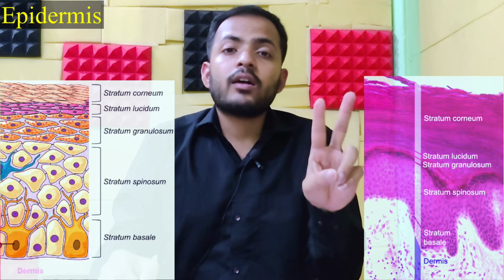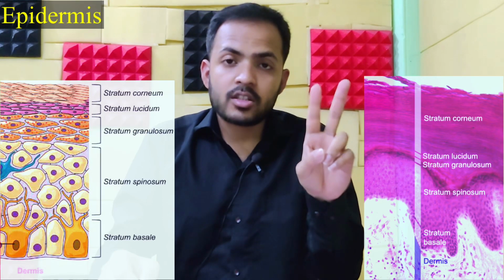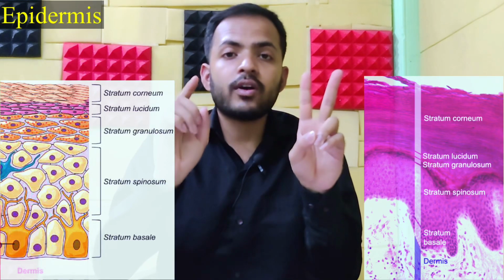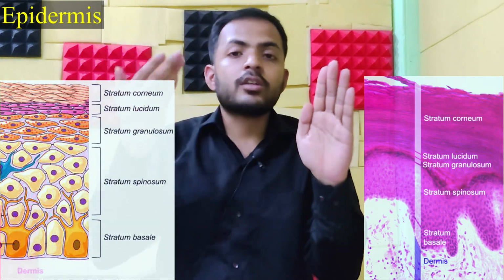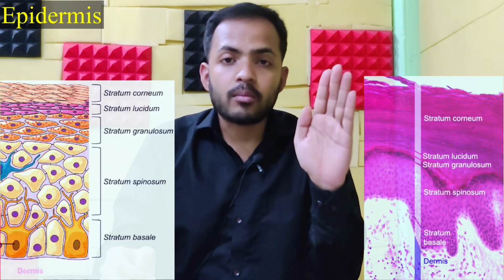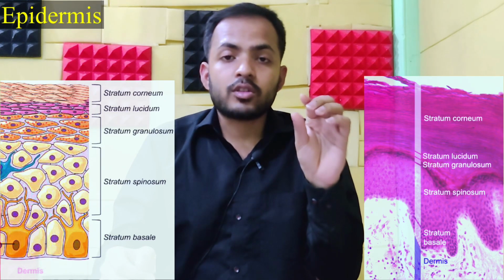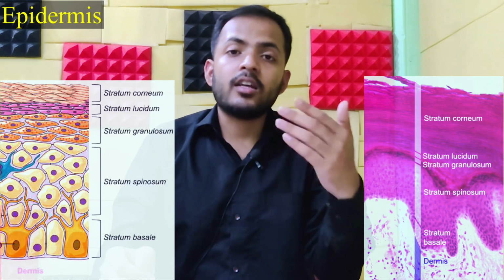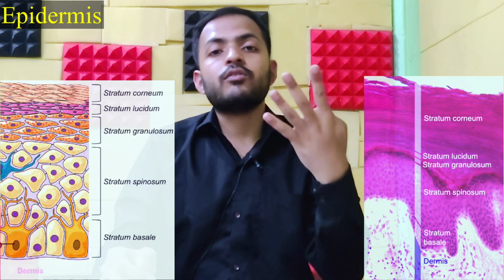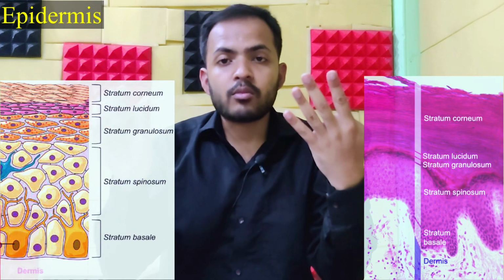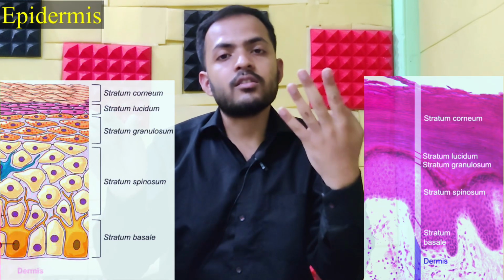Now second of all, you're going to find stratum lucidum. The stratum lucidum you can only find in the palm and the sole. In the rest of the entire body skin you will never find stratum lucidum. That's why, for this stratum lucidum, our skin has an extra additional layer. Otherwise our entire body skin has only 4 layers. Due to the presence of stratum lucidum, we consider our skin has 5 layers.